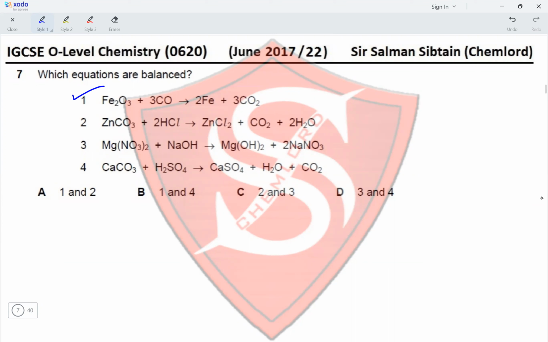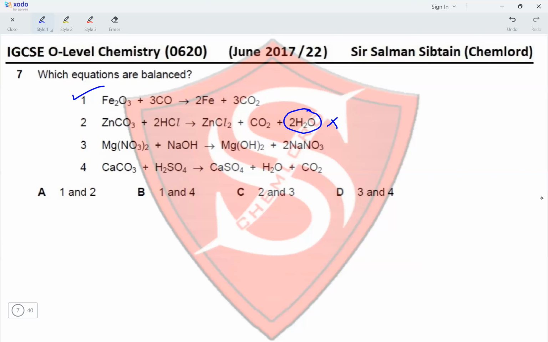Equation 2 has 1 zinc on the left and 1 on the right. It has 1 carbon on the left and 1 on the right. It has 3 oxygen on the left and 3 oxygen on the right. It has 2 hydrogen on the left, but 4 hydrogen on the right. So because of the additional hydrogen, this equation becomes incorrect.